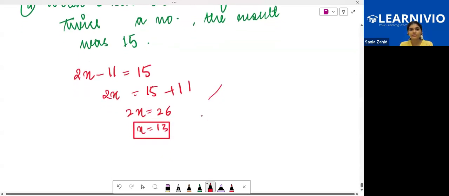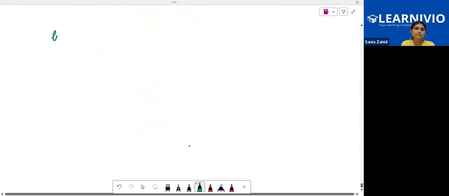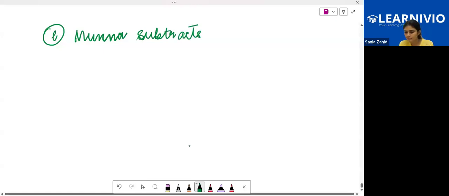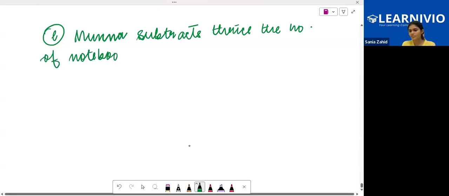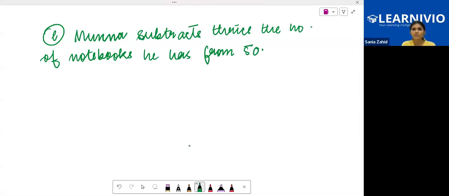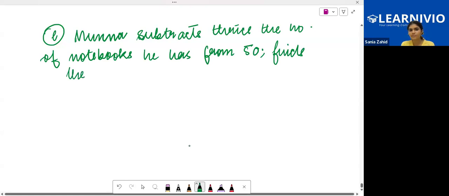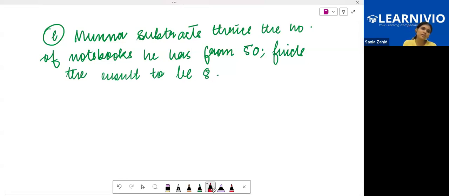Okay, now we move ahead. We have: Munna subtracts thrice the number of notebooks he has from 50. Find the result to be 8. Find this.